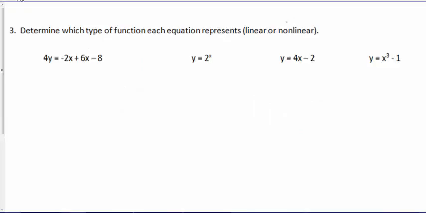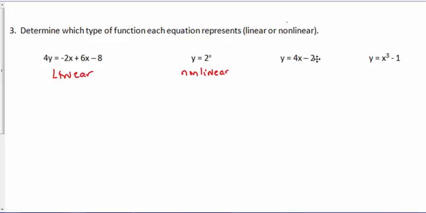All right. Number 3, determine which type of function each equation represents, linear or nonlinear. We have 4y to the first power equals negative 2x to the first power plus 6x to the first power minus 8. Note that all my variables are raised to the first power. So this would be a linear function. All right, y equals 2 raised to the x. Well, y is being raised to a first power, but this x is now up in the exponent. So it is a nonlinear function.